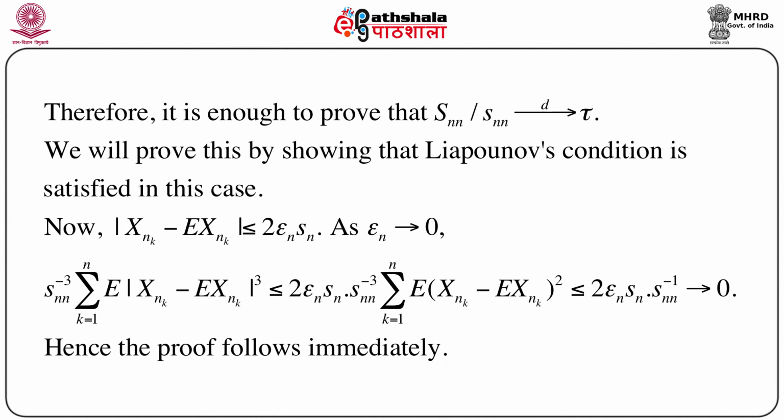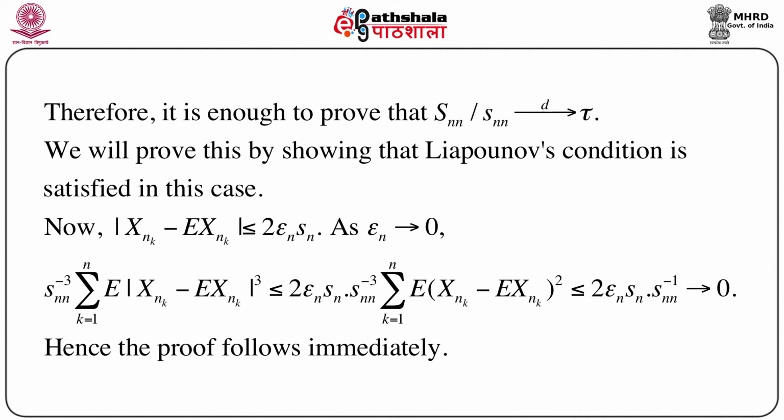So initially we are trying to prove that capital S_n/s_n goes to τ in distribution. Now we have shown that s_nn/s_n goes to 1 as n goes to infinity. So naturally it is enough to show that capital S_nn/s_nn goes to τ in distribution. And since we know Lyapunov's CLT, we will just show that Lyapunov's condition is satisfied in this case, and then we are through, because we can directly apply Lyapunov's CLT.